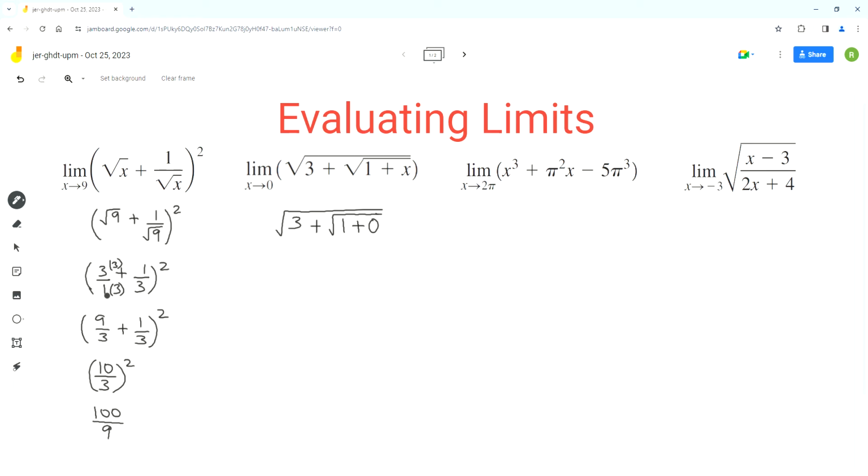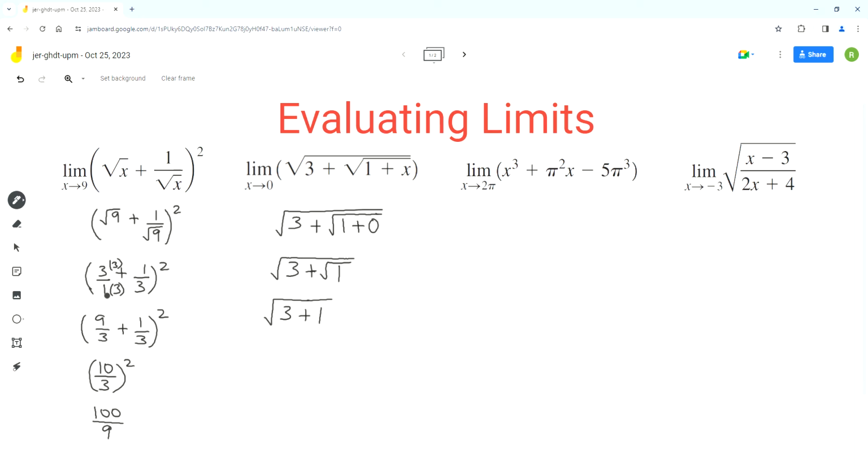Now here we have to start by evaluating the inner radical. So first we'll do the square root of 1 plus 0. First we'll add the numbers 1 and 0, which gives us 1. So we write the square root of 3 plus the square root of 1. Now we can evaluate the square root of 1, which is equal to 1. So in the next step we get 3 plus 1.